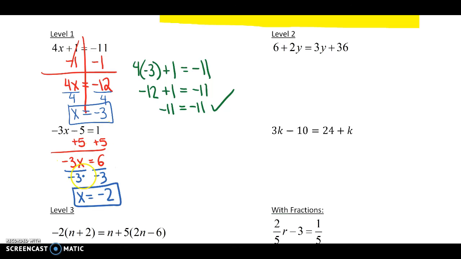To undo that, you divide by negative 3. So negative 3 divided by negative 3 is 1, which is why those cancel. And then you have to divide the other side by negative 3 as well. 6 divided by negative 3 is negative 2. Okay, so see if you made any mistakes and how you can correct them for next time.